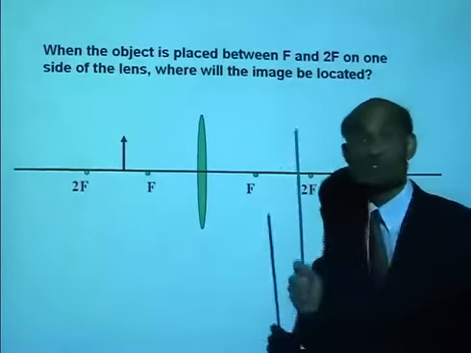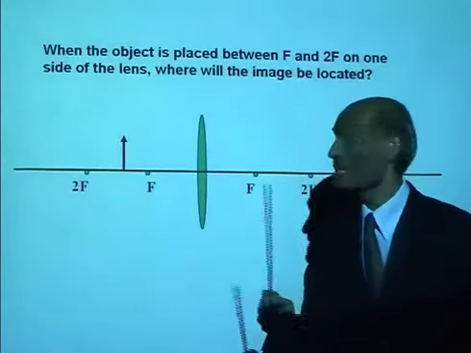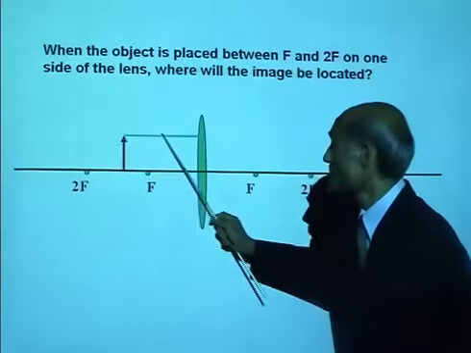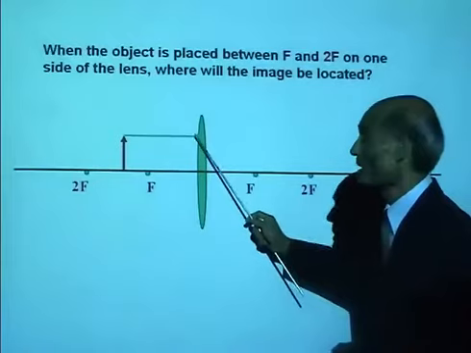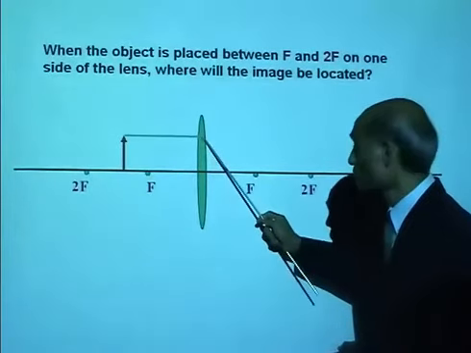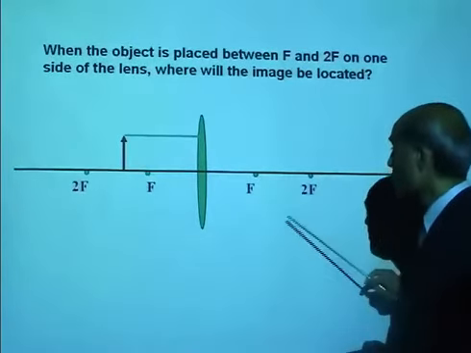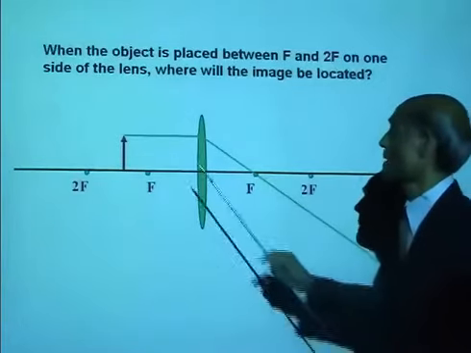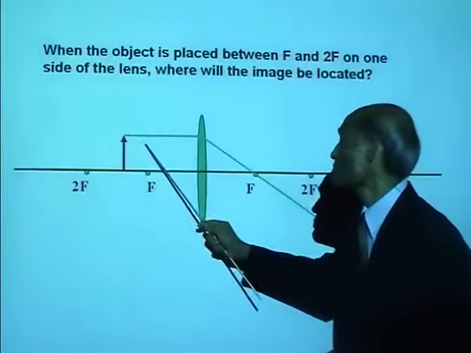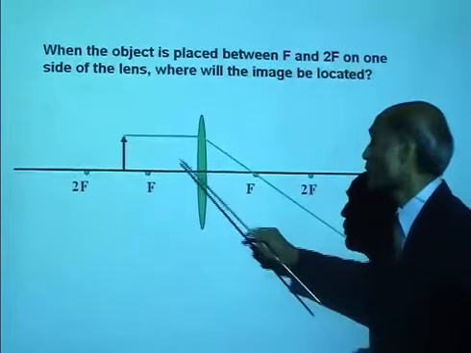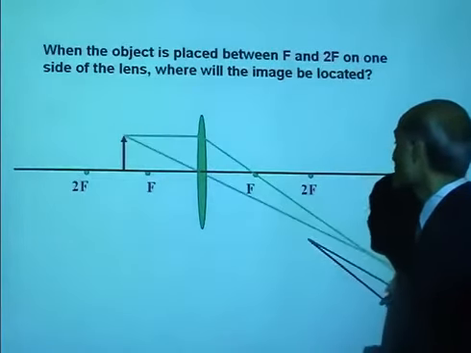Okay, let's choose two light rays. Which are the rays that you're going to choose? A ray parallel to the principal axis, after refraction, will pass through the principal focus. There you are. And a ray that passes through the center of the lens will go undeviated.